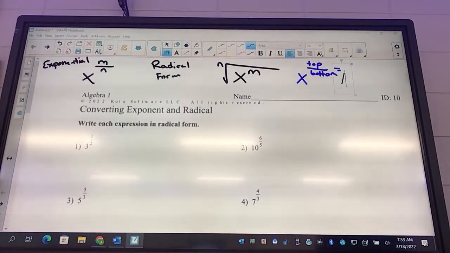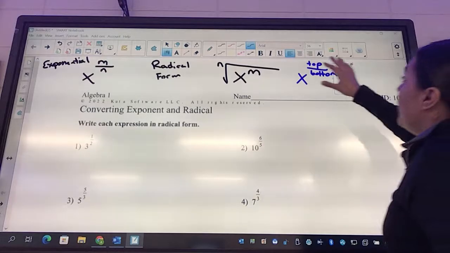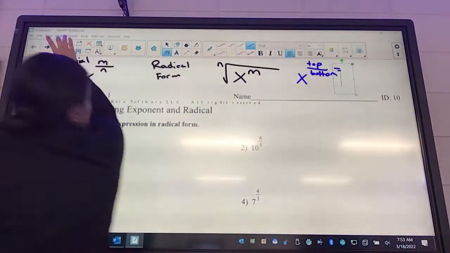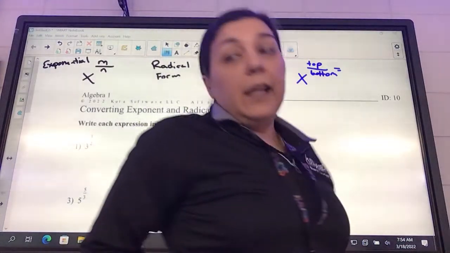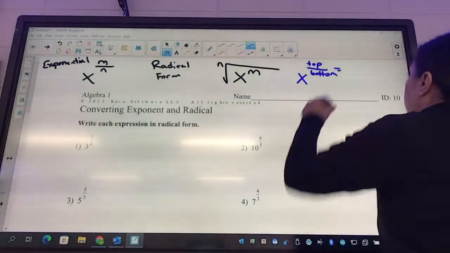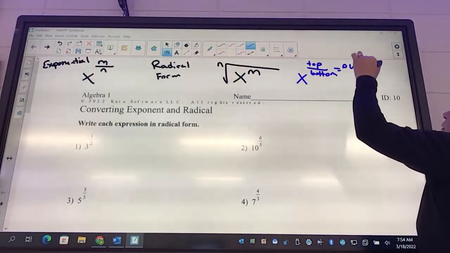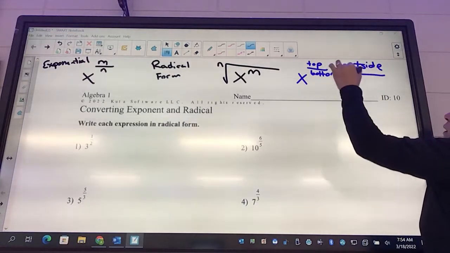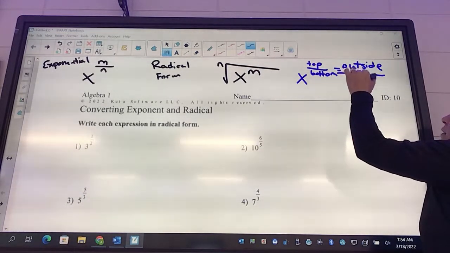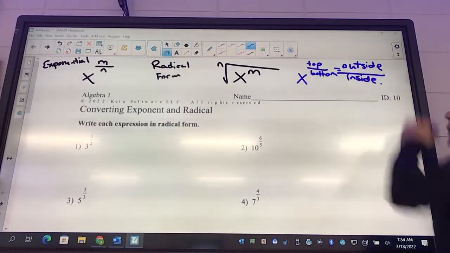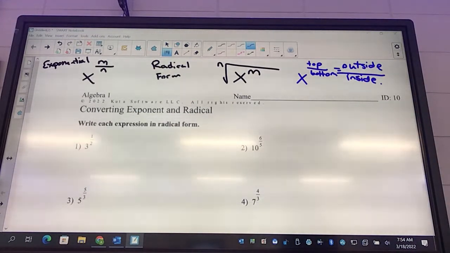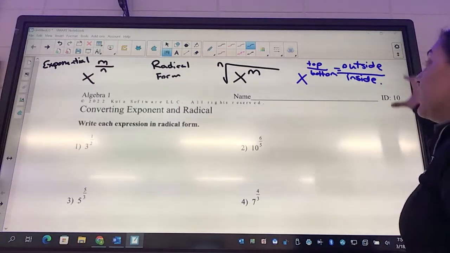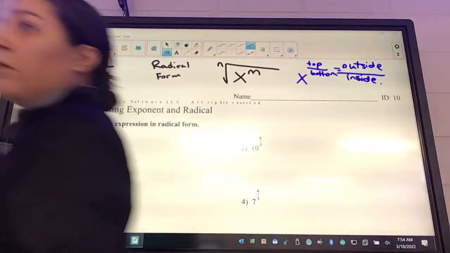Yep. Okay, so we got top over bottom, and that is equivalent to the outside. And then the bottom matches the inside. So my suggestion to you, I'm not always super notesy, you need all of this.